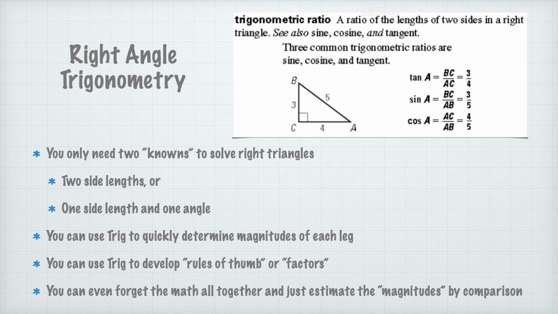And that can be very advantageous to us as rescuers to be able to identify strut lengths, force multiplications, speed, all sorts of different things. You can use trig to quickly determine magnitudes of different legs. You can use it to develop rules of thumb or factors, and we'll cover an example of that. If you understand it deep enough, you can really just throw the math out the window and understand that the length of a leg is just a magnitude, and you can compare that length to the other sides and determine the quantity of those other sides.